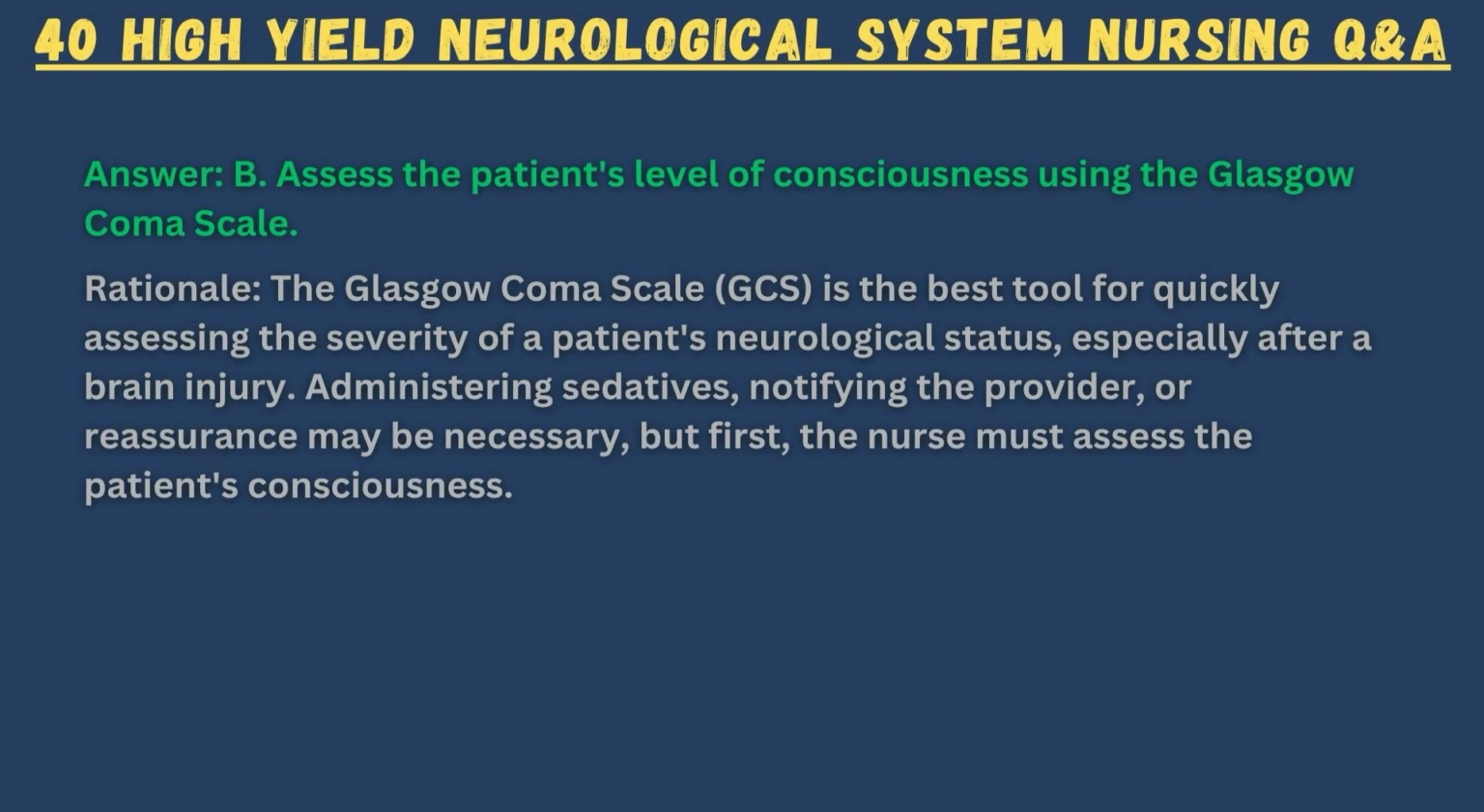Answer: B. Assess the patient's level of consciousness using the Glasgow Coma Scale. Rationale: the Glasgow Coma Scale (GCS) is the best tool for quickly assessing the severity of a patient's neurological status, especially after a brain injury. Administering sedatives, notifying the provider, or reassurance may be necessary, but first, the nurse must assess the patient's consciousness.